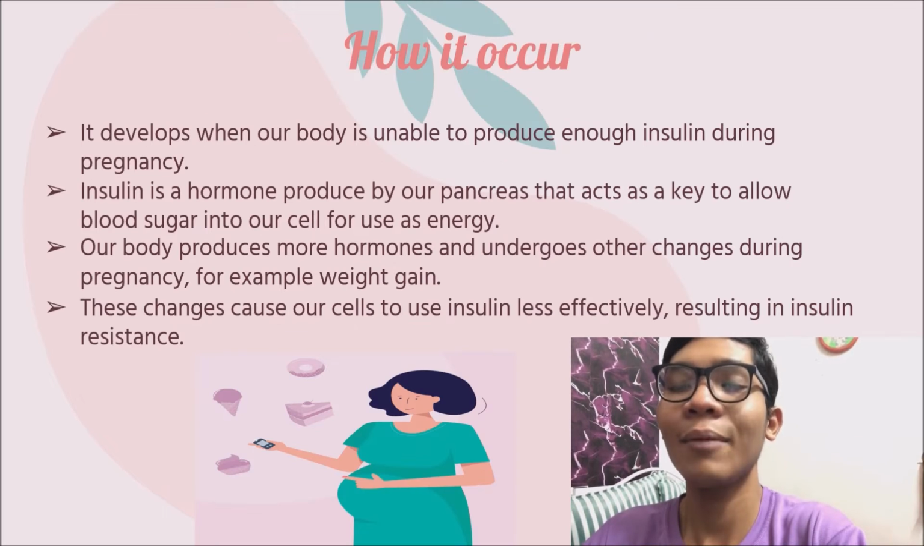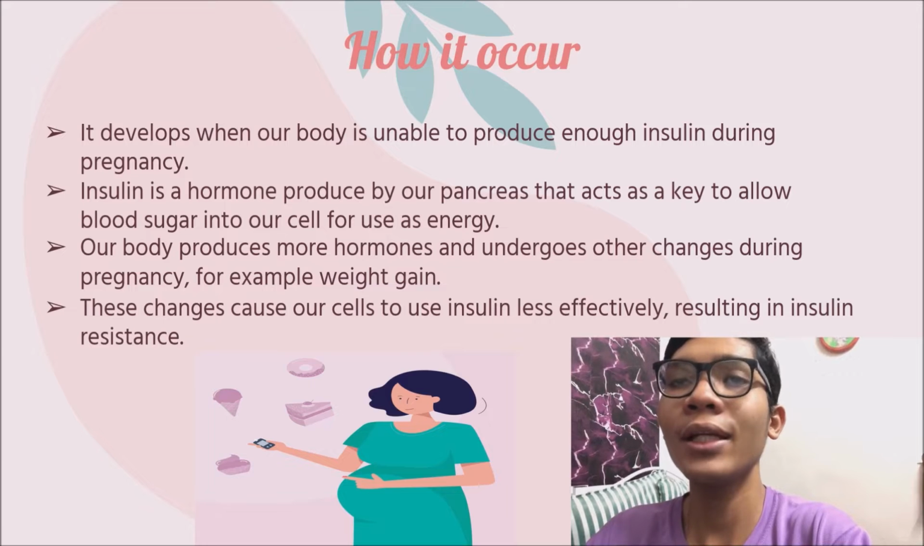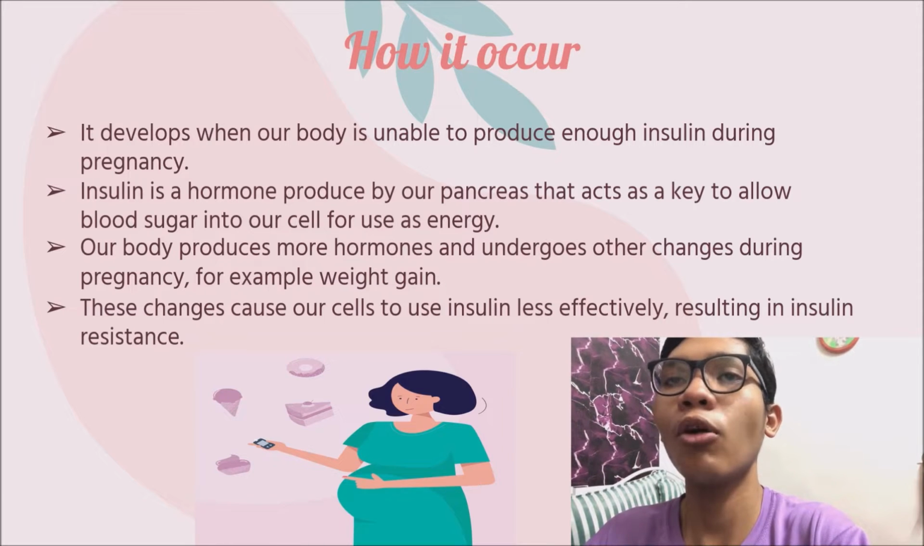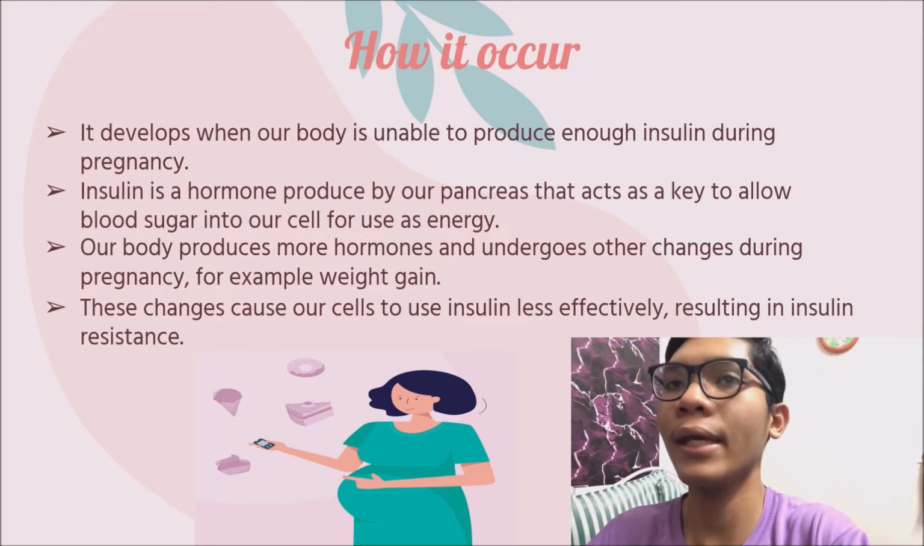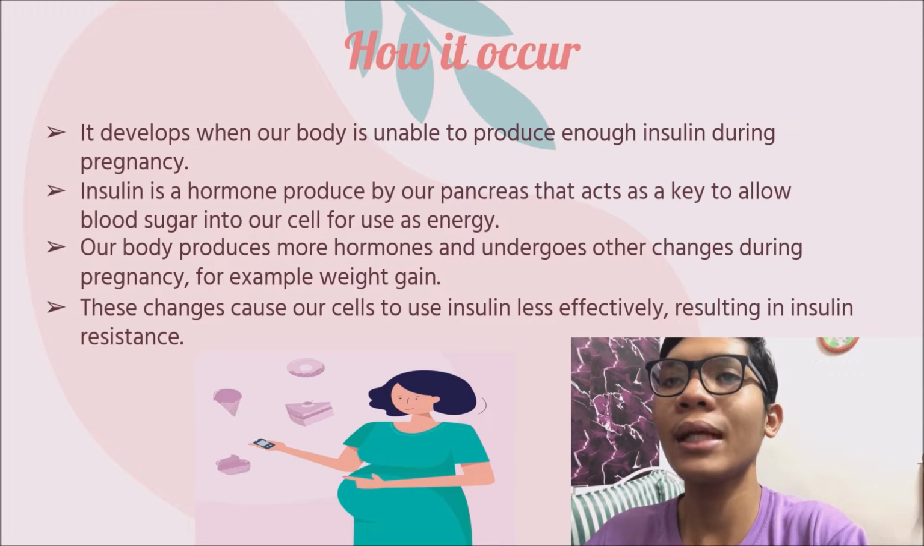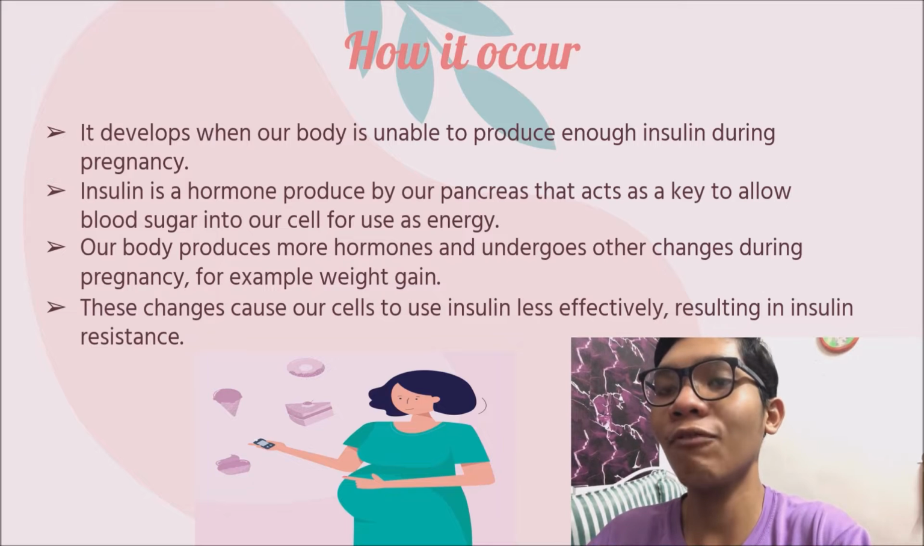How does gestational diabetes occur? It develops when our body is unable to produce enough insulin during pregnancy. Insulin is a hormone produced by our pancreas that acts as a key to allow blood sugar into our cells for use as energy. Our body produces more hormones and undergoes other changes during pregnancy, for example, weight gain. These changes cause our cells to use insulin less effectively, resulting in insulin resistance.